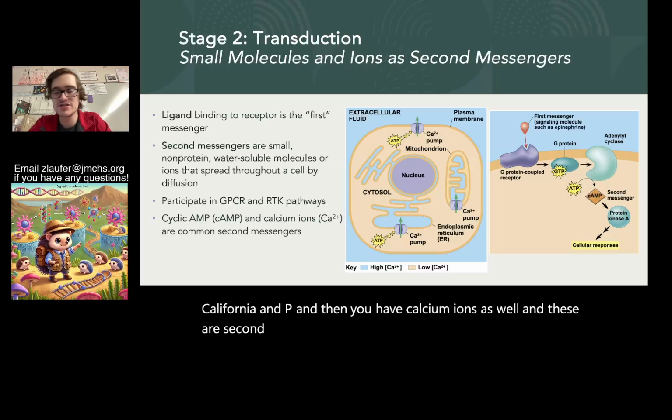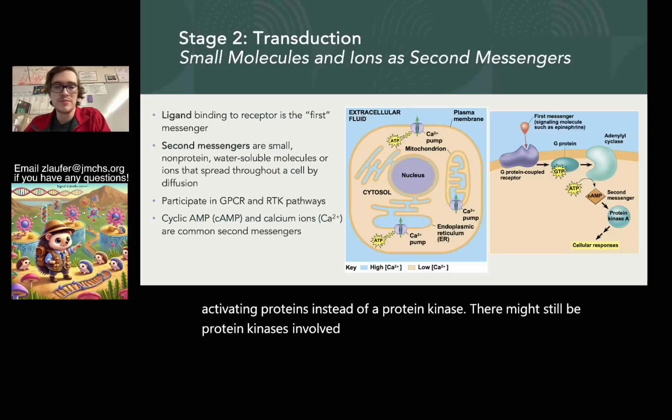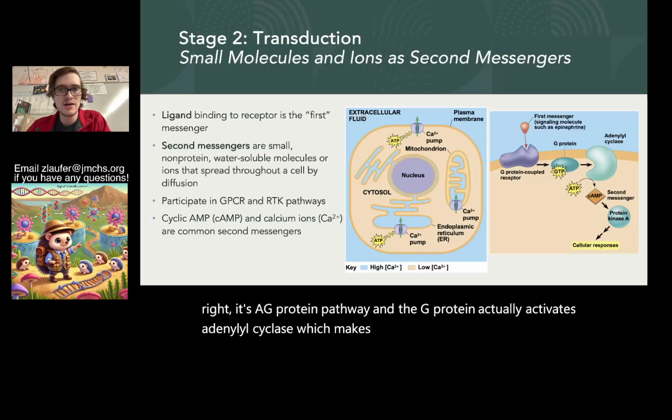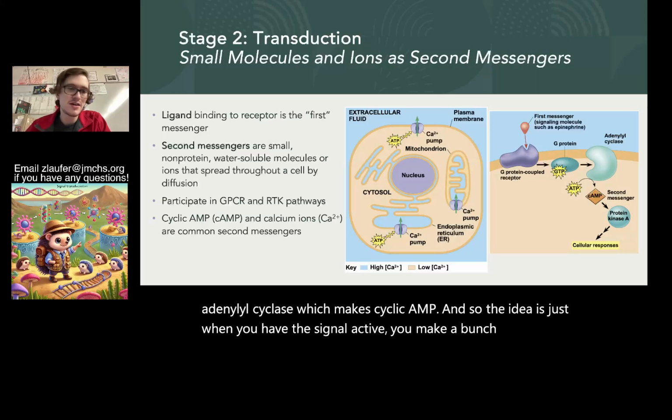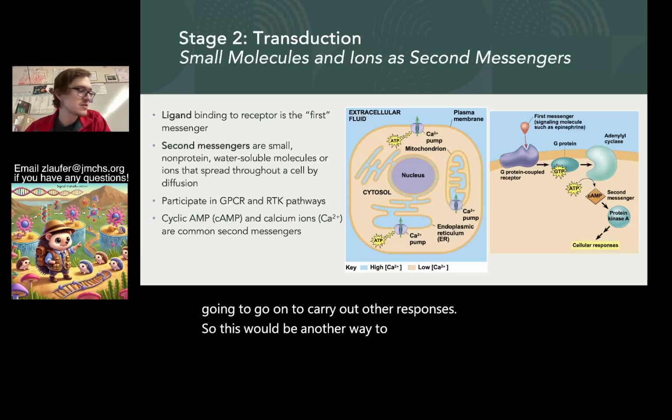They will actually just do the job of activating proteins instead of a protein kinase. There might still be protein kinases involved, but in the example you can see on the right, it's a G protein pathway, and the G protein actually activates adenylyl cyclase, which makes cyclic AMP. And so the idea is just when you have the signal active, you make a bunch of cyclic AMP, and that's going to go on to carry out other responses. So this would be another way to get a bunch of different responses all at once.